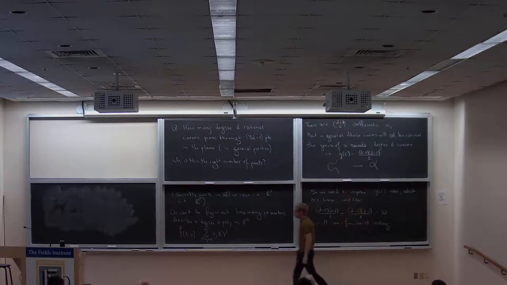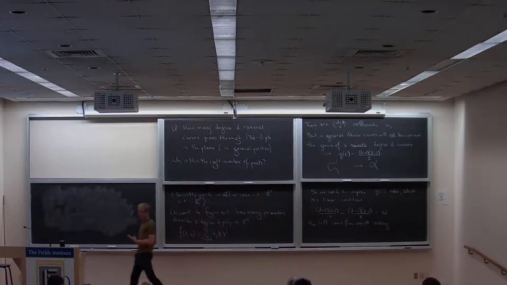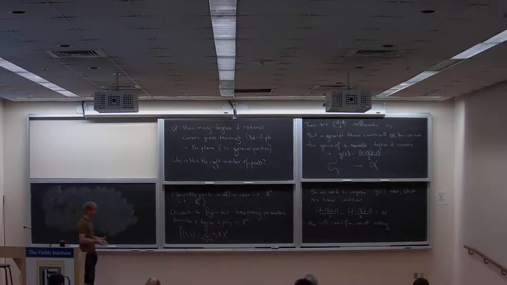Okay, so this is where we get that 3D minus 1, so that we end up with the space of rational degree D curves in P2 is a 3D minus 1 dimensional space. And now imposing that a curve passes through a point is another linear condition. So when we impose 3D minus 1 linear conditions, we should get a finite number. And that's exactly why we ask about degree D rational curves passing through 3D minus 1 points.